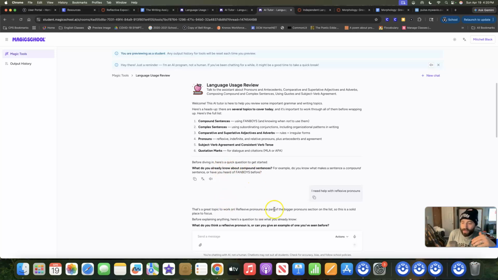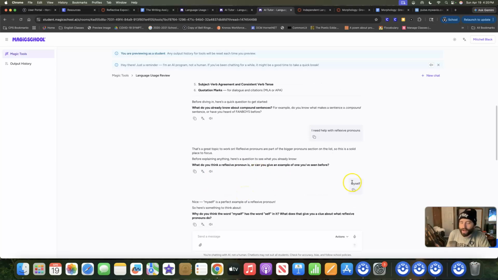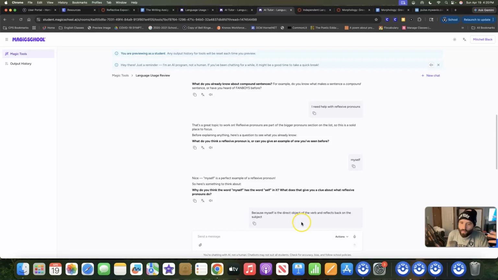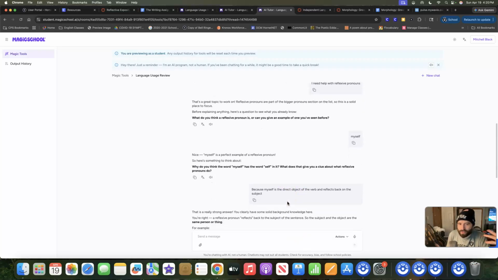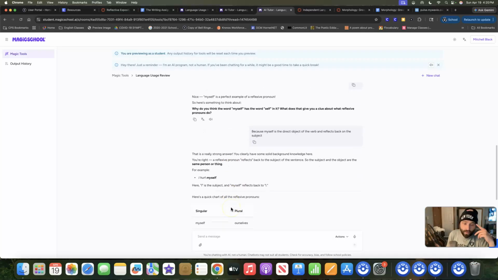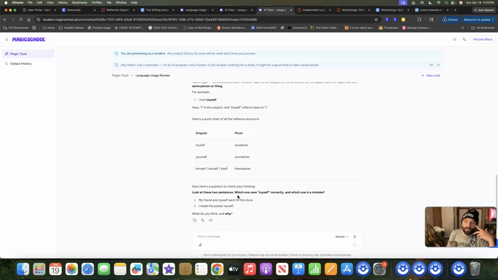So it asks you immediately about compound sentences. I just ignored that because I know so much about complex sentences. I also know a lot about reflexive pronouns, but nevertheless, I said, I need help with reflexive pronouns. And then it says, that's great. What do you think a reflexive pronoun is? Can you give me an example? I told them myself. And then from there, it says, okay, well, why do you think the word myself has the word self in it? What does that give you a clue about what reflexive pronouns do? And I said, well, because myself is the direct object of the verb and reflects back on the subject. Oh, well, and so on. But anyways, it gives you all these different things that you can work with and play around with.